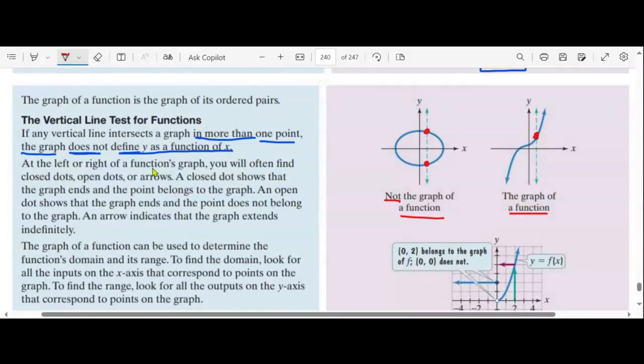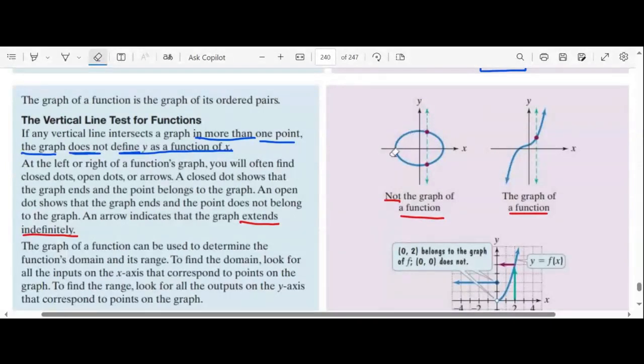At the left or the right of the function graph, you will often find the closed dots, open dots, or an arrow. A closed dot shows that the graph ends and the point belongs to the graph. An open dot shows the graph ends and the point does not belong to the graph. An arrow indicates that the graph extends indefinitely. Okay? So is this clear or not clear? That means here, this arrow means it continues. It's indefinitely extend. Extend means it's going up.